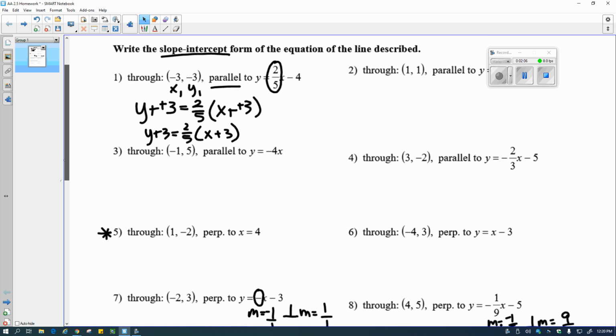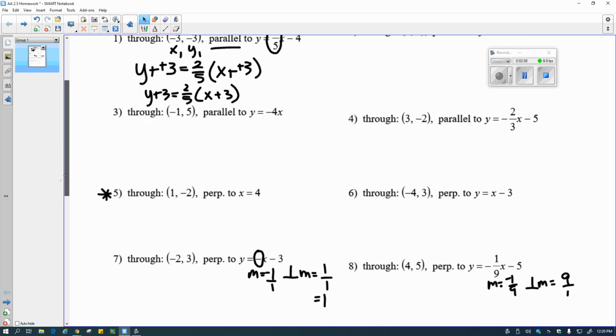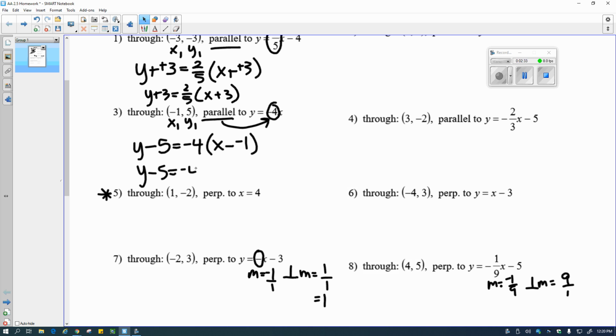Okay, so kind of the same concept for the next one. I'm going to find my slope. Because this says parallel, I'll use that slope. And then I have x1, y1. So I do y minus y1, which is 5, equals the slope -4 times x minus -1. Or I'd write that as y minus 5 equals -4 times x plus 1.